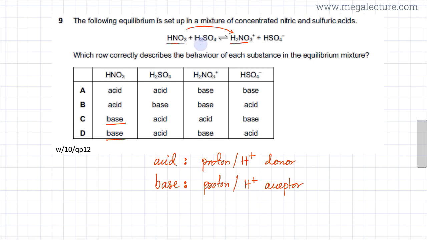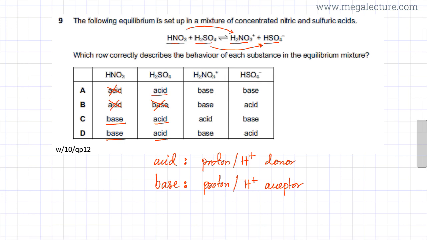On the other hand, let's look at sulfuric acid. Sulfuric acid, as you can see, changes from H2SO4 to HSO4-. So sulfuric acid is losing an H+, so it's acting as an acid. So sulfuric acid is acting as an acid, so these three would be correct. It's not a base, so let's cut that out. Let's cut out acid for HNO3.